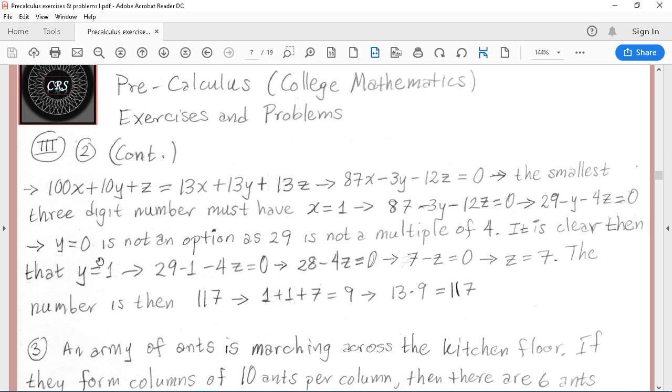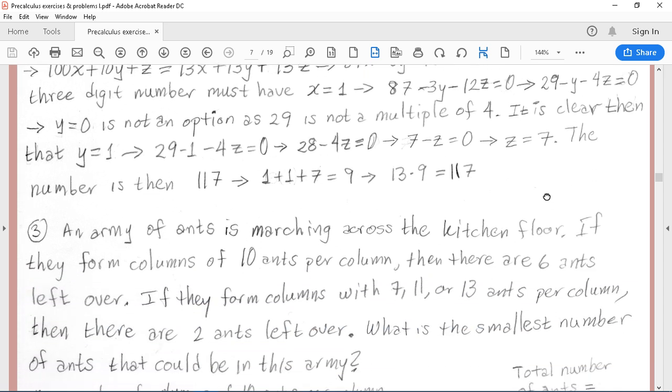So then we assume that y equals 1. So 29 minus y, 29 minus 1 is 28. So that 28 minus 4z equals 0. Factoring out the 4, we have 7 minus z equals 0, which means that z is equal to 7. This means that our number is 117.